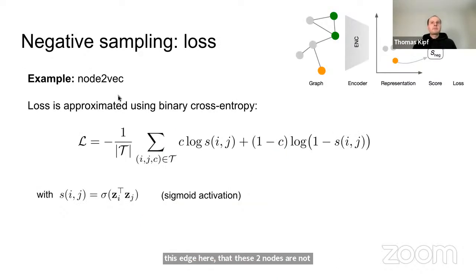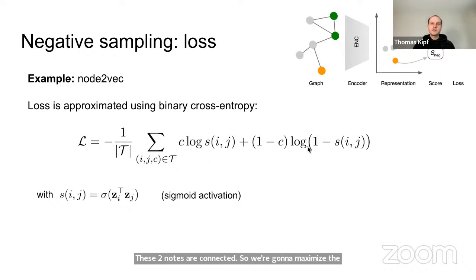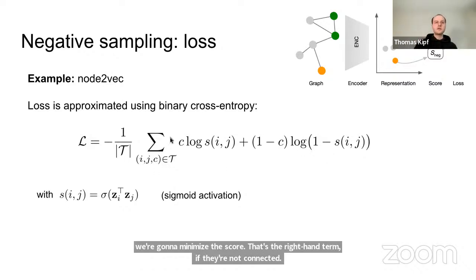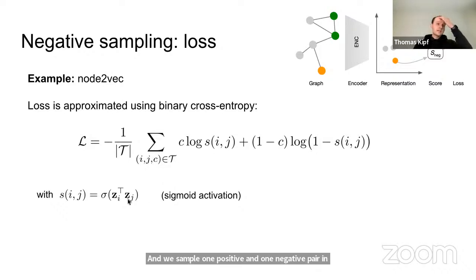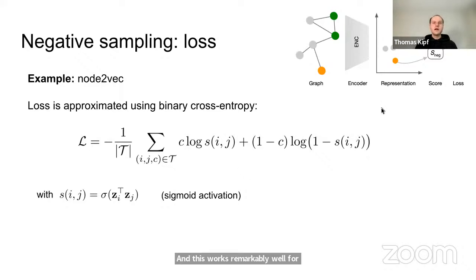Now in node2vec, we train effectively this loss that I showed you earlier. We approximate this using a binary cross entropy. We just say, okay, these two nodes are connected, so we're going to maximize the score, and we're going to minimize the score, that's the right-hand term, if they're not connected. We sample one positive and one negative pair in every element of this loss. This is a very typical setup. This is something you can scale, and it works remarkably well for graph representation learning, a simple method like this. Effectively, this is really just a binary cross-entropy classification loss.